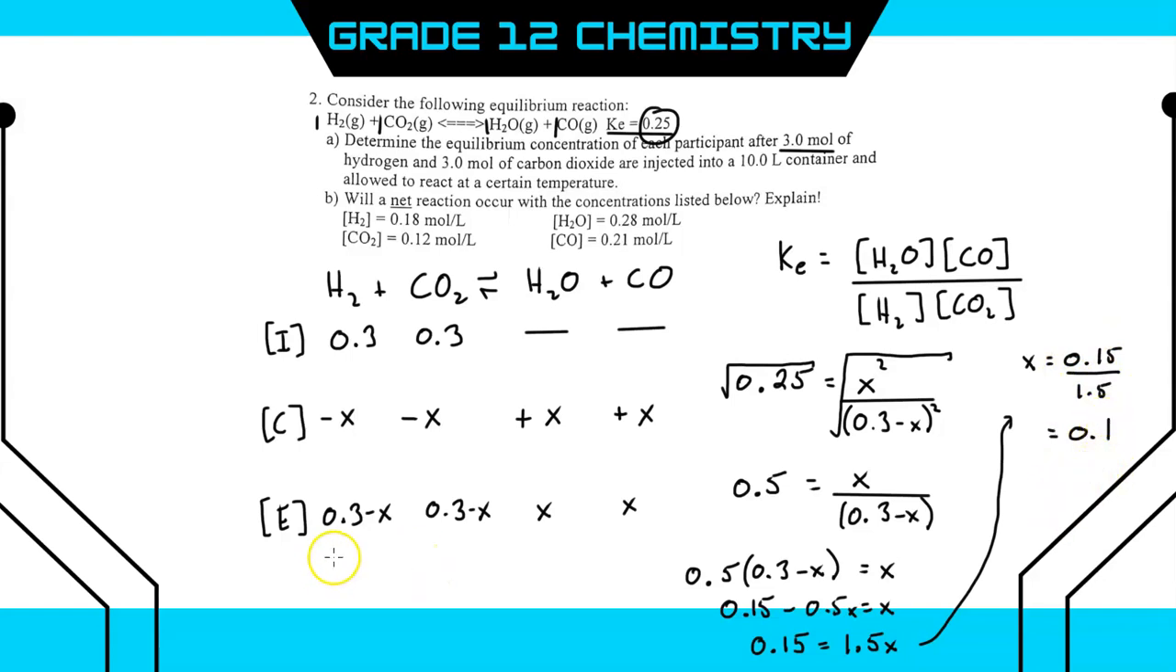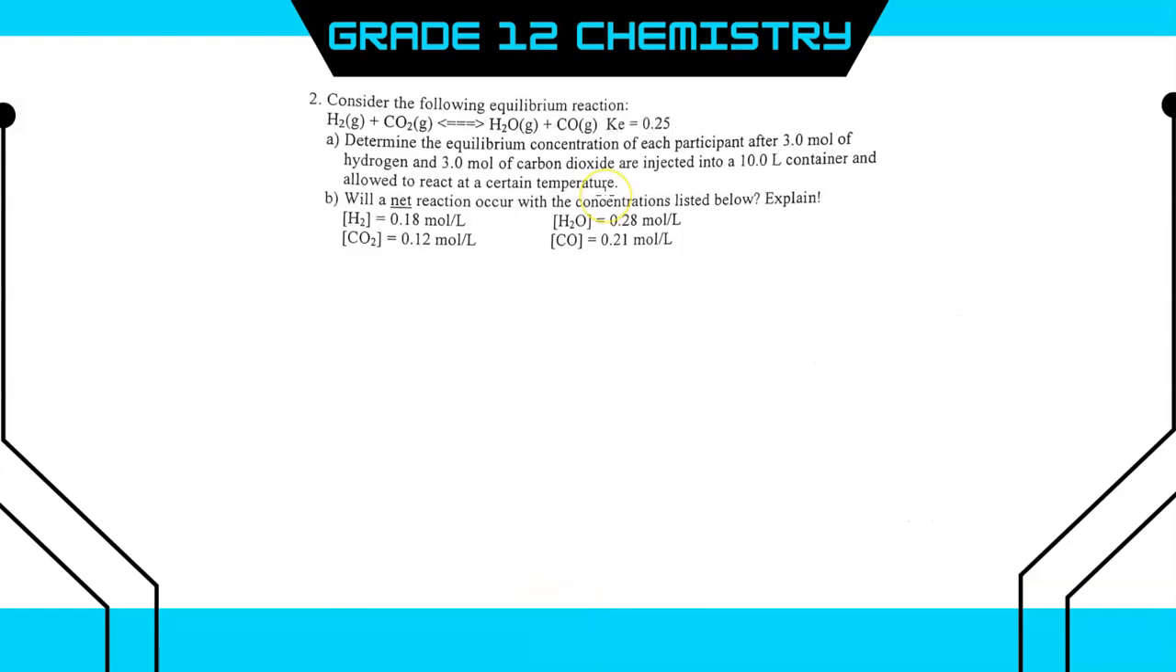So what are all of our final concentrations? Well, for hydrogen, 0.3 minus 0.1, that's 0.2 moles per liter, which will be the same for carbon dioxide. And for water and carbon monoxide, we have 0.1 moles per liter for both. All right, so let's look at part B.